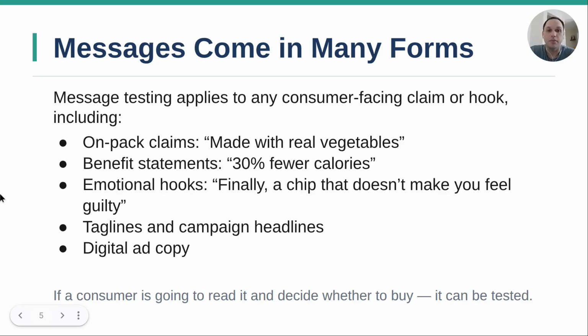Message testing applies to a wide range of consumer-facing claims and copy. On-pack claims like "made with real vegetables," benefit statements like 30% fewer calories, emotional hooks like "finally, a chip that doesn't make you feel guilty," campaign taglines, digital ad headlines. The format doesn't matter. What matters is that it's something a real consumer will encounter and react to on their path to purchase. Any of those can go into a message test, and the method works the same way regardless of the format.